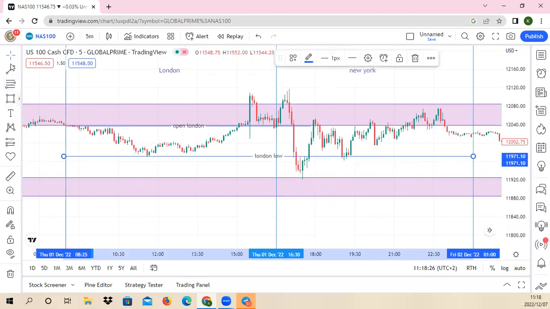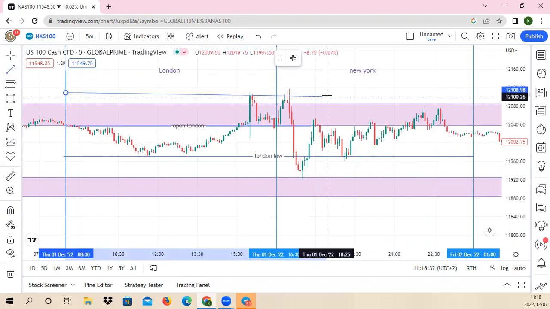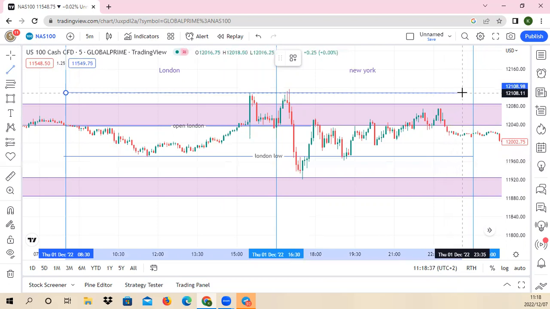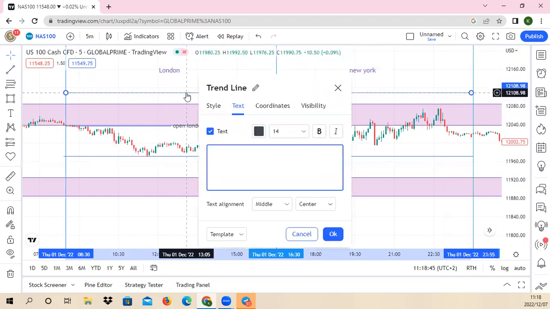There's our London low, and then we have to mark our London high as well. So I don't know if you already see some confluence into this strategy. So there we have it. We have successfully identified our London low and our London high.